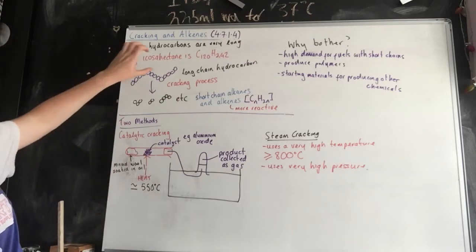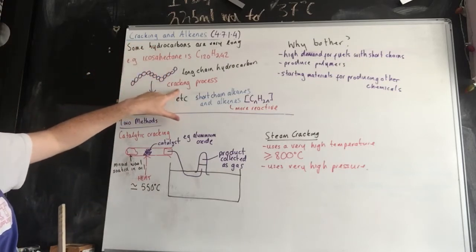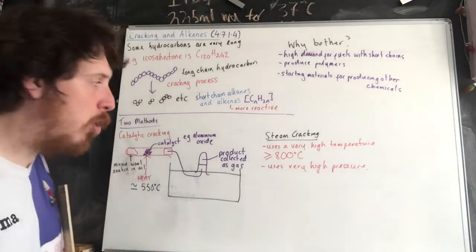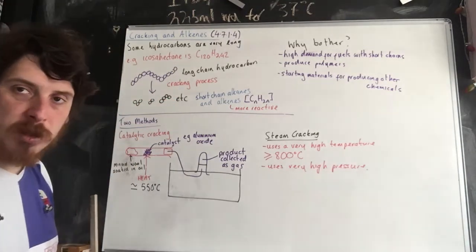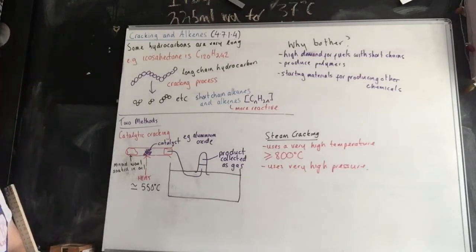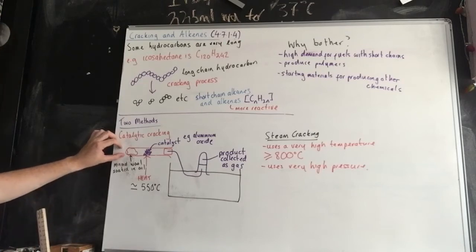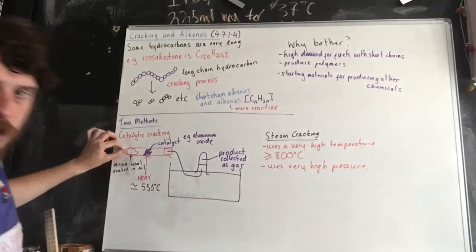So we take these long chain hydrocarbons, we do a process called cracking that breaks them down into shorter chains, which are more useful. You need to know about two methods of cracking. Number one is catalytic cracking. Now, what we do is we get our oil. This is an example of how you would do it in a classroom. It's different on an industrial scale.